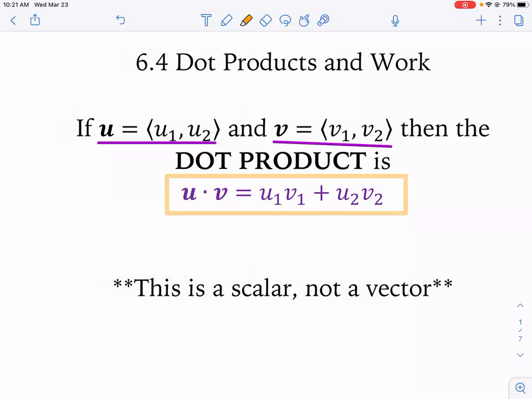Okay, so when we take the dot product, essentially what we're doing is we're taking the horizontal components and multiplying them together. We're taking the vertical components and multiplying them together and adding those 2 products together. It's important to note when we do the dot product, we are getting a number, a scalar, we're not getting a vector.